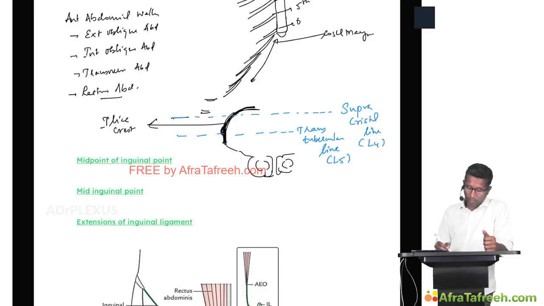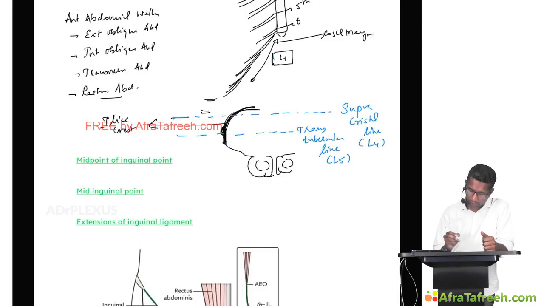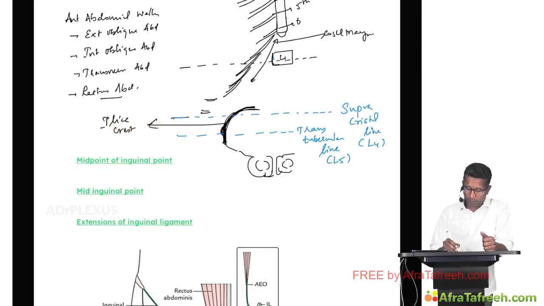If you see here, you have the L1 vertebra here. If I draw a line through the L1 vertebra, then that line is called the transpyloric plane.